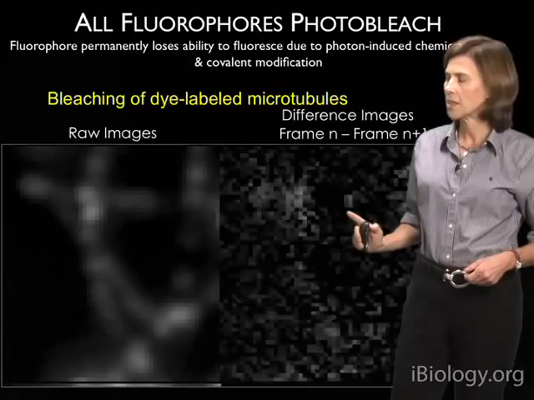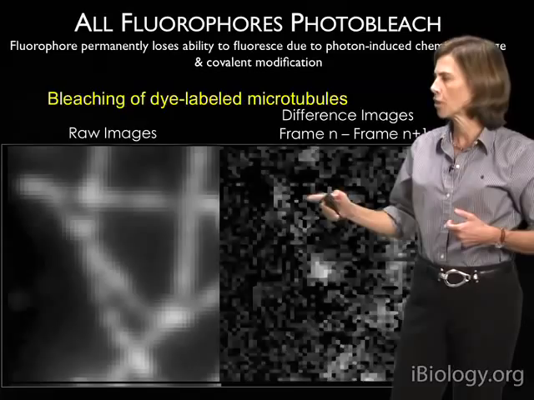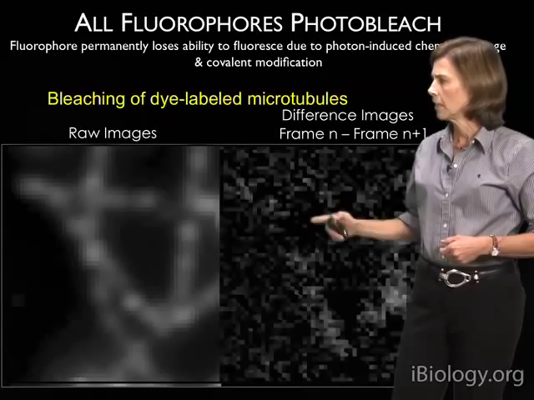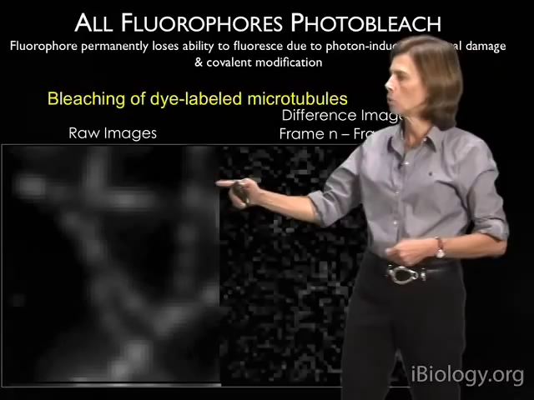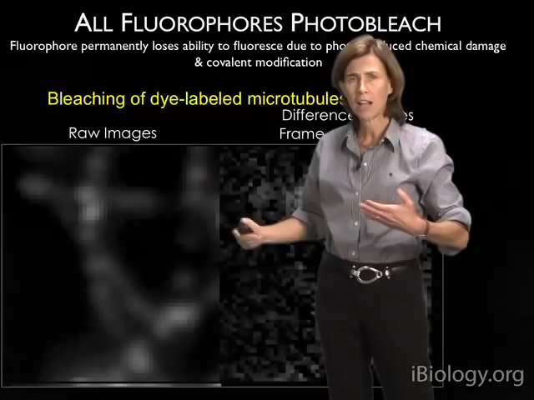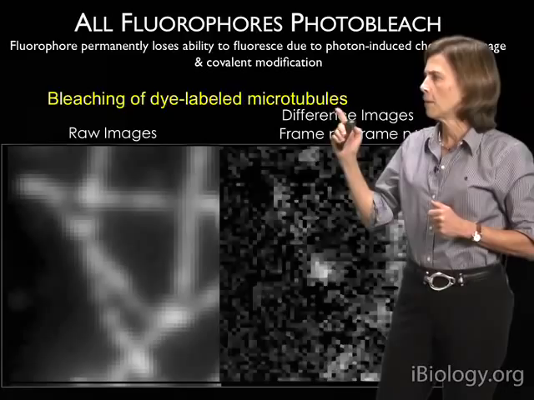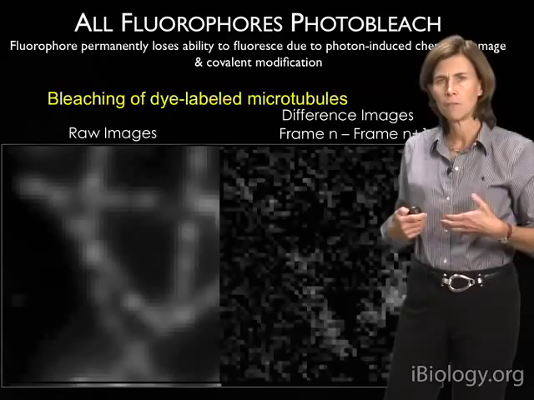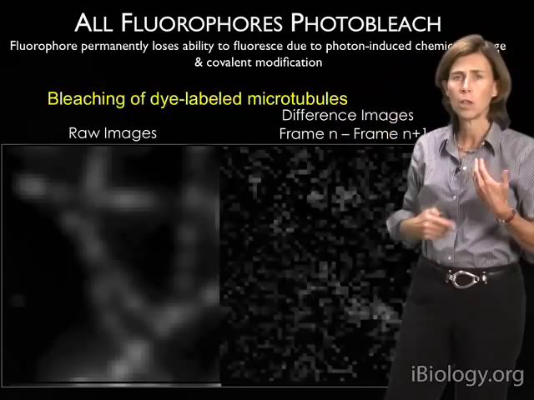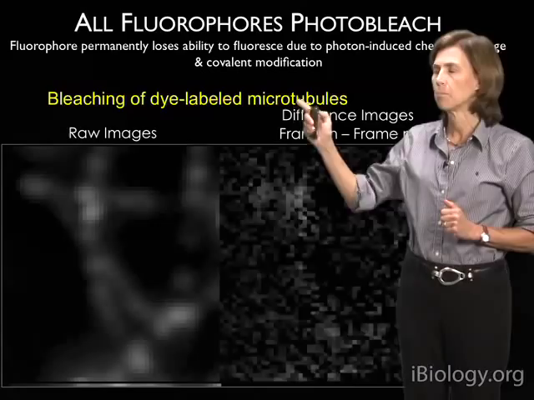In this panel right here, which is essentially individual frames that are subtracted from each other, you can see how individual molecules undergo this bleaching. And each one of these bright dots here is an inverted image of an individual fluorescent protein that's undergoing photobleaching in response to this light exposure. Now, photobleaching is a property of the fluorophore where it undergoes permanent loss of fluorescence capability. And this is due to photon-induced chemical inactivation or covalent modification of the protein that makes it no longer able to absorb and emit fluorescence.